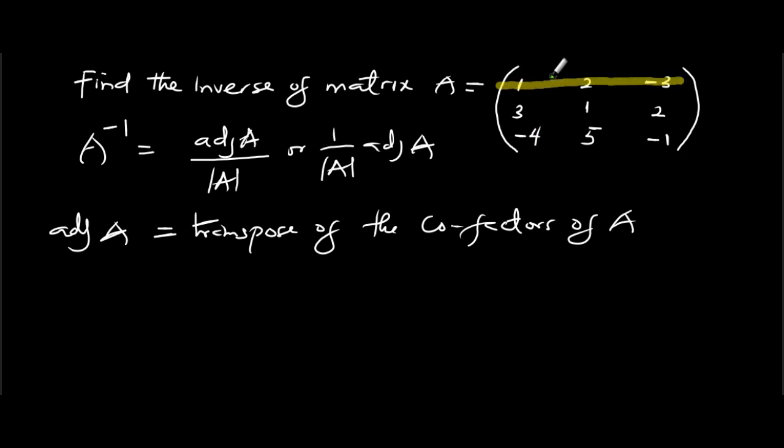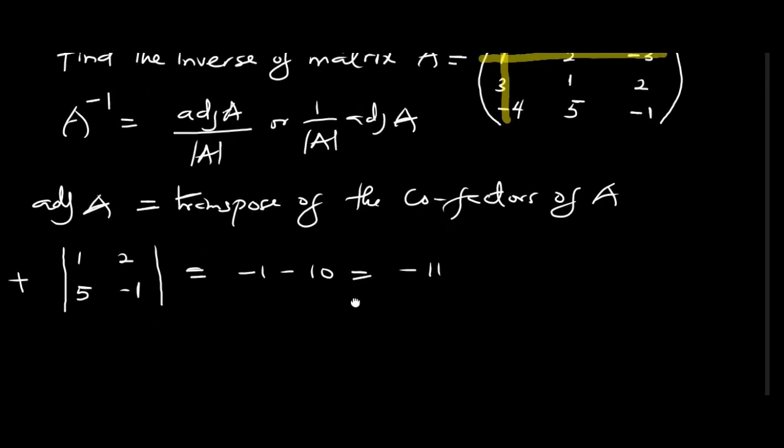So let's start with the first row. Now we are starting with first row, first column. That is A11. So what are the minors of A11? We are left with 1, 2, 5, minus 1. So you are going to take the determinant of this. Minus 1 times 1, that is minus 1. Minus 5 times 2, that is 10. So minus 1 minus 10, we have minus 11. Don't forget, this is plus. Plus minus plus, you understand?